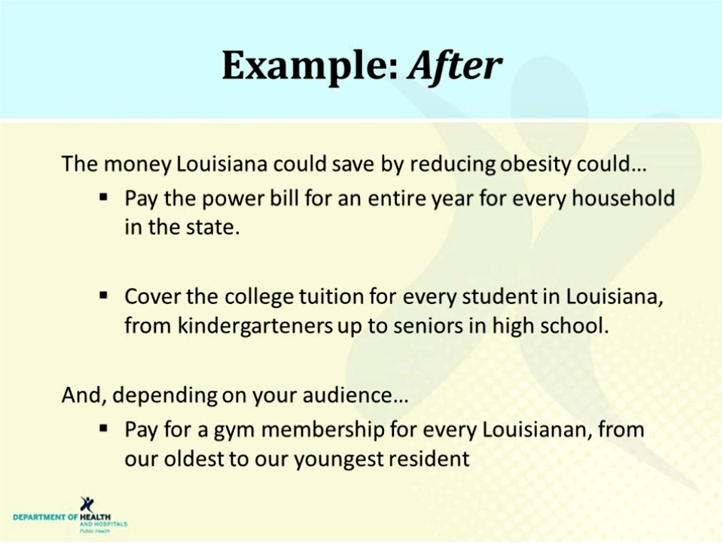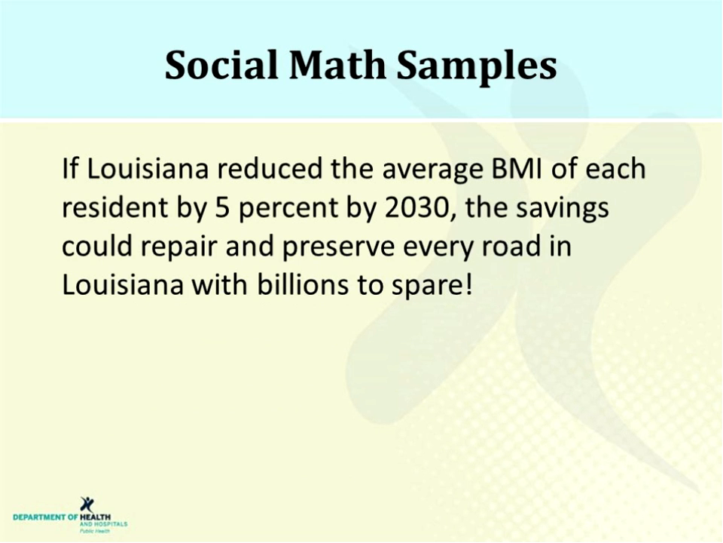So this next slide shows what we ended up with. You can see we took away the source data. We just started with the money Louisiana could save by reducing obesity. We also translated 600,000 into something easily understood. We discovered it was approximately the number of students currently in Louisiana's school system. And then that last piece, if you are talking to an audience that puts values on gym memberships, then you could include that in there, but really be thinking about your audience.